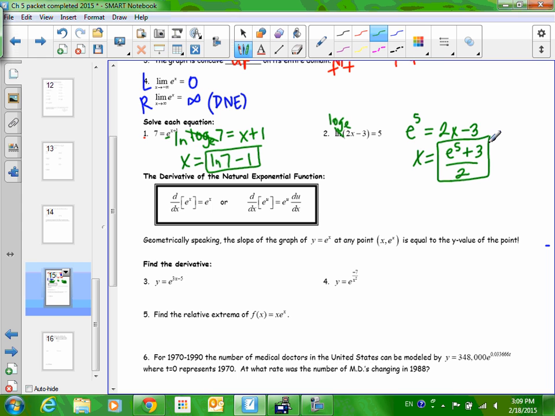Really, except for the limits, all of this is stuff you did in Algebra 2 and Pre-Calc. I know you don't remember everything, that's why we go back over it, that's why we review it.